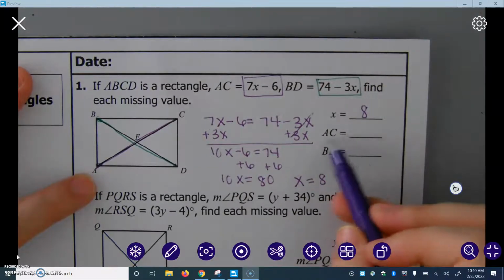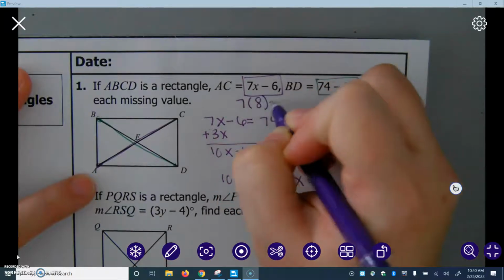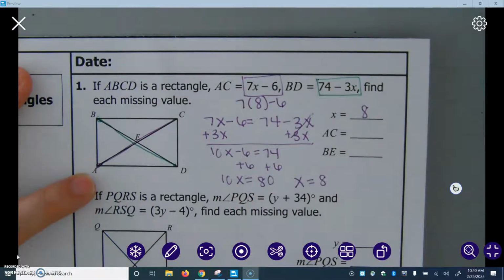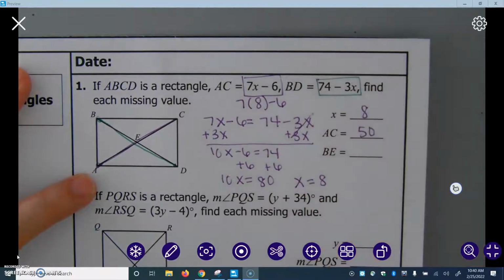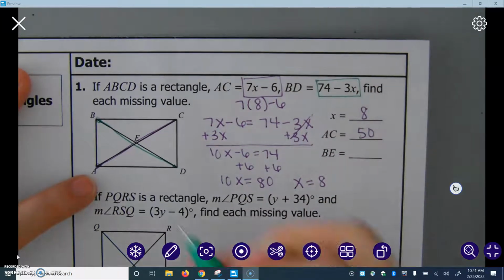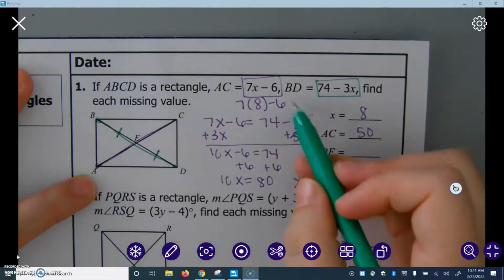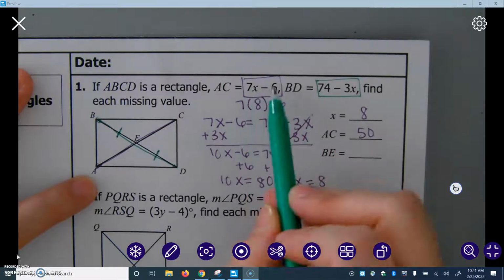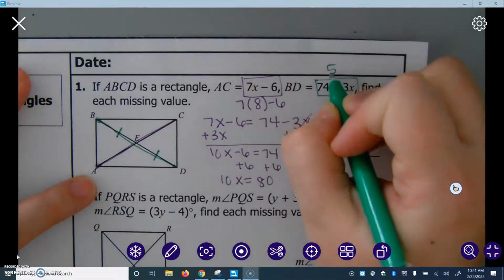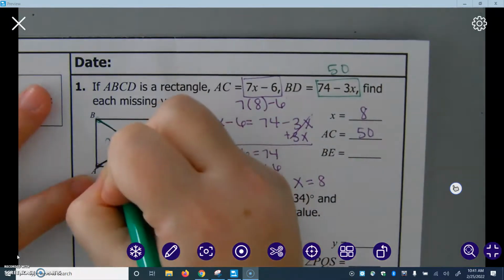So now it wants me to find AC, so I'm going to plug 8 in for x. So 7 times 8 minus 6 is 50. And now BE is only half of the diagonal. So these diagonals are the same. So if I got that AC is equal to 50, then I know that BD also equals 50, and half of 50 is 25.